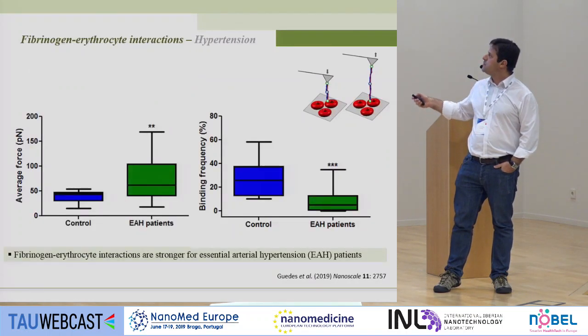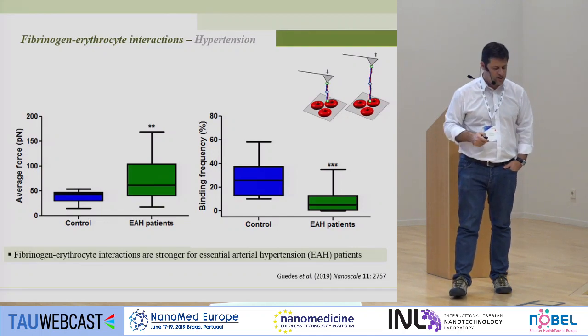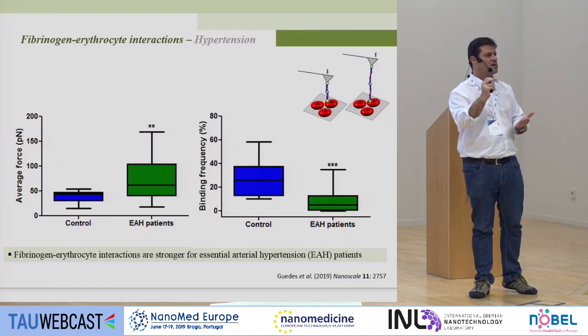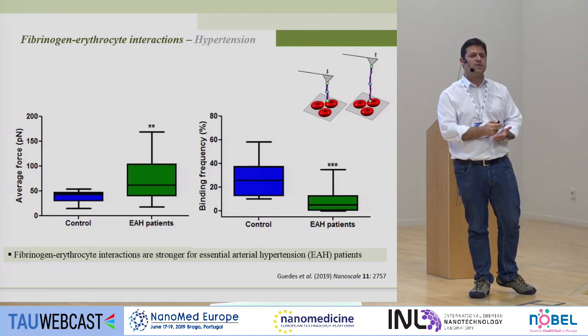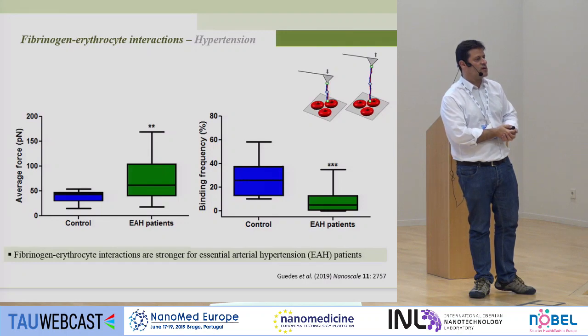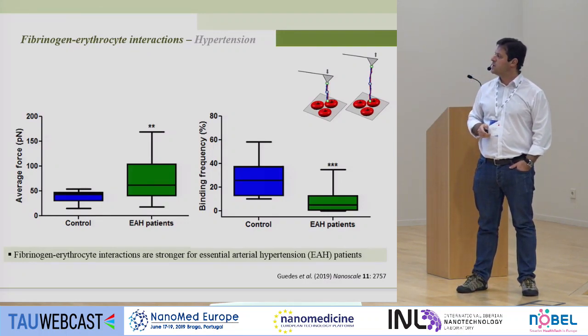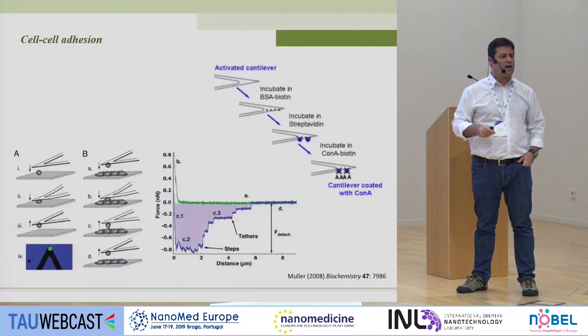Looking later at the results for hypertension patients, we saw the same pattern, so that increase of the force necessary to break the bond was not something exclusive to the chronic heart failure patients. It was also present in these patients. And for these patients, we also did the following.